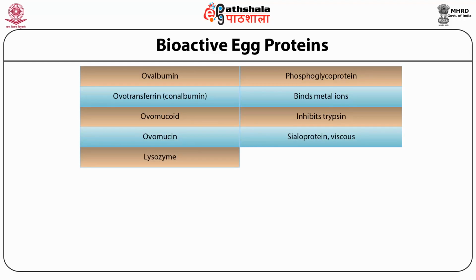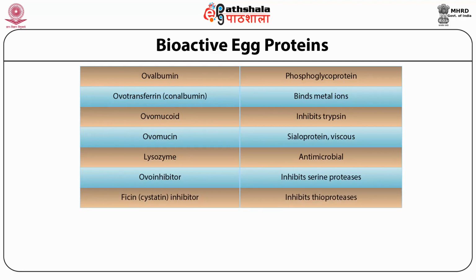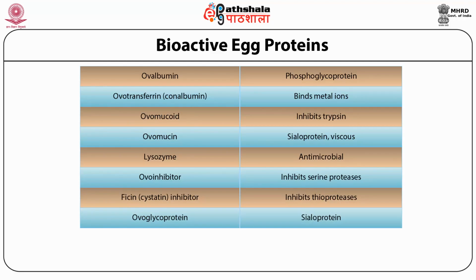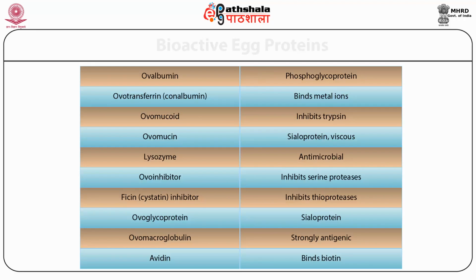Lysozyme is also present in egg and acts as an antimicrobial protein. Ovo-inhibitor egg proteins inhibit the serine proteases. The ovoglycoprotein is also a sialoprotein. Ovomacroglobulin is a strongly antigenic egg protein. Avidin is a special egg protein that binds biotin.